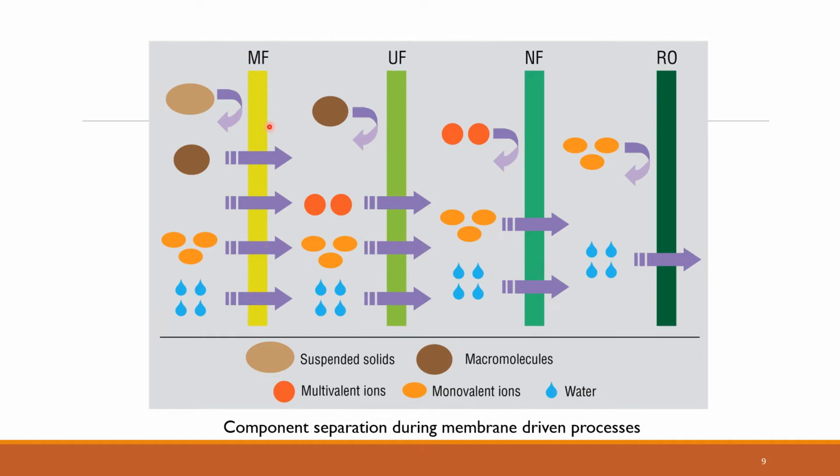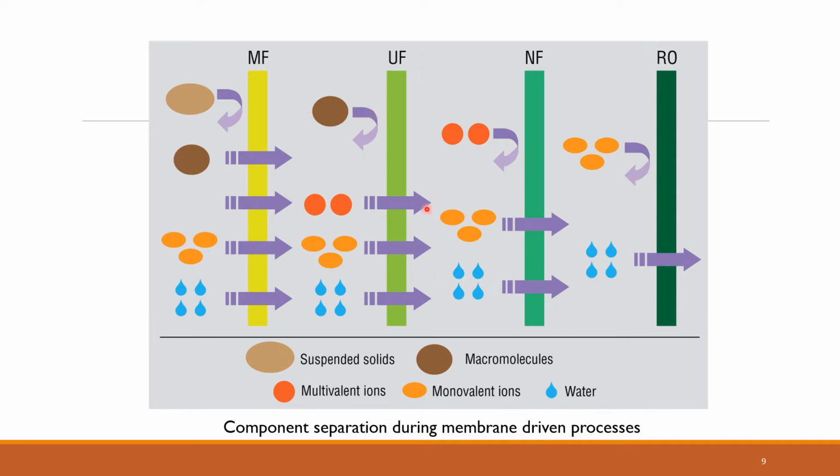The first filter, which is yellow in color, is of microfiltration, green is ultrafiltration, the third one is nanofiltration, and the last one, dark green, is reverse osmosis filter. So this particle refers to the suspended solids, this one refers to macromolecules, these are monovalent ions, and the last one is water. So when this wastewater passes through the membrane filtration process, only the suspended solids get retained on the microfiltration membrane, whereas the rest of the molecules will pass through.